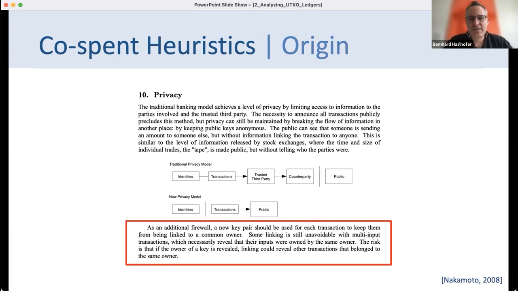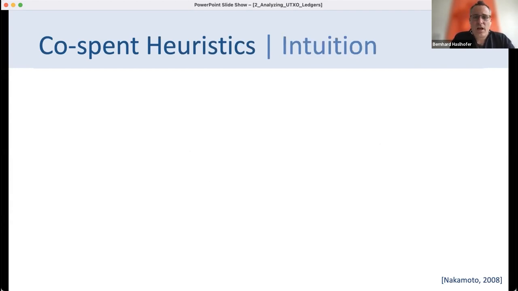It essentially says that if someone reuses addresses across transactions, it's possible to link those addresses. Soon after this white paper was released and Bitcoin started, researchers already started looking into this and tried to cluster addresses and found that it's actually quite effective. And this technique is nowadays also, I would say, the industry standard in most crypto analytics tools that are out there. How does this work?